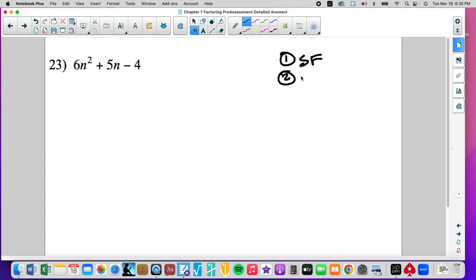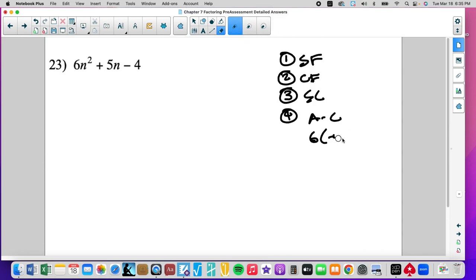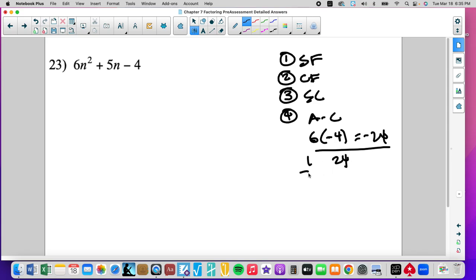Standard form, common factor, special case, a times c. A is 6, C is negative 4. Whoa, that was not an attractive negative 4. Negative 4 gives me negative 24. 1 and 24, 2 and 12, 3 and 8, 4 and 6, and that's it. You're going to get really good with your factor pairs. Negative means they're different, and the bigger is positive.